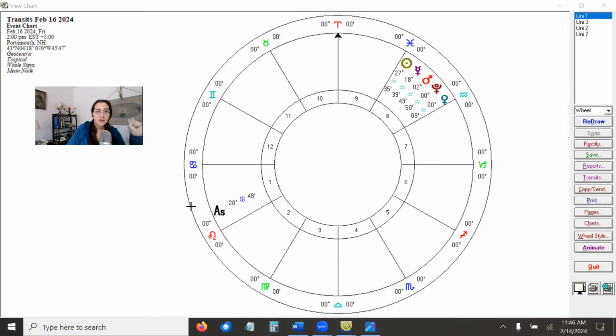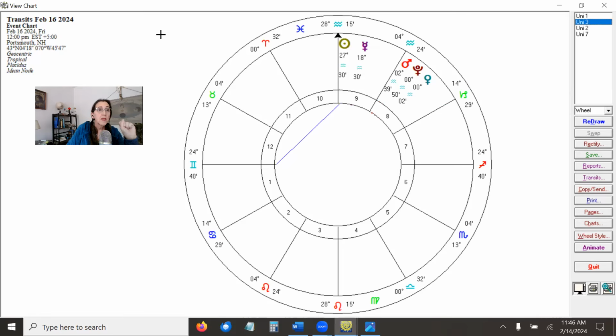But they put 0 degrees on each house cusp to make it easy, not overly accurate. That's why I want you to use the Placidus system and find it. But again, you can do whatever you want. It's your chart. You're interpreting it for yourself.